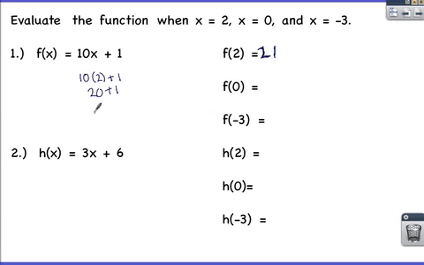F of 0, we input a 0 into our function machine. So 10 times 0 plus 1, 0 plus 1 is 1. And finally, f of negative 3, we're going to input negative 3 into our function machine, and we get negative 30 plus 1, or negative 29. You try number 2 on your own, so pause the movie and resume when you're ready.